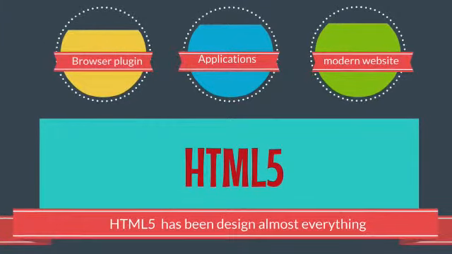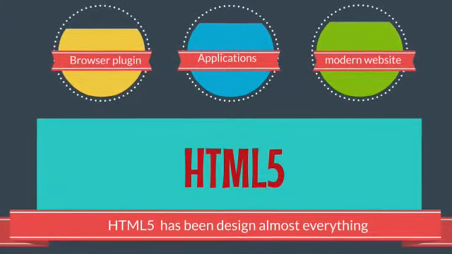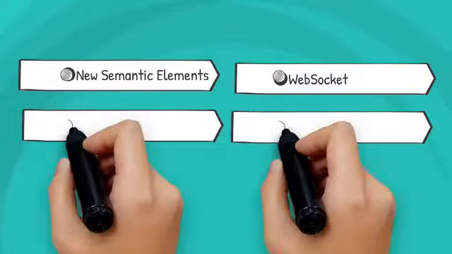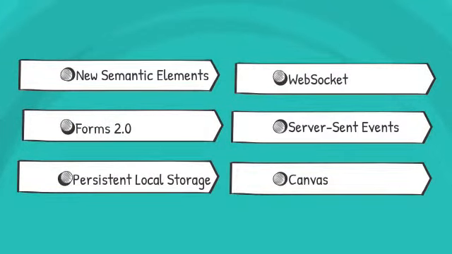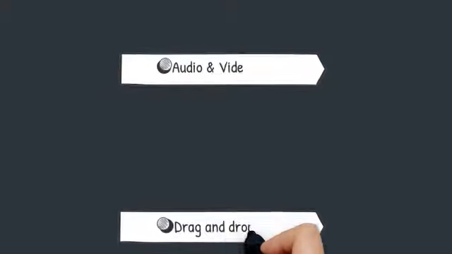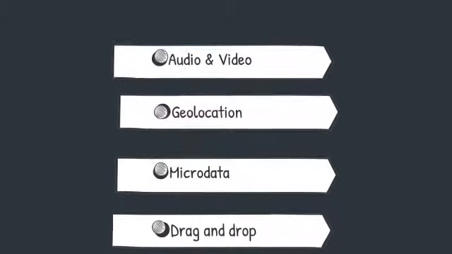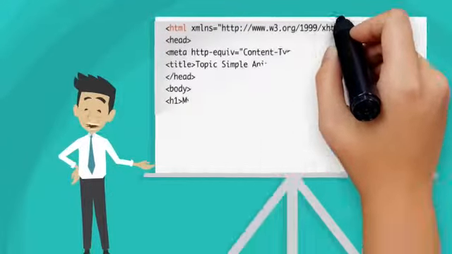HTML5 introduces a number of new elements and attributes that can help you in building modern websites. Here is a set of some of the most prominent features introduced in HTML5. New semantic elements, Forms 2.0, persistent local storage, WebSocket, server-sent events, canvas, audio and video, geolocation, microdata, drag and drop.